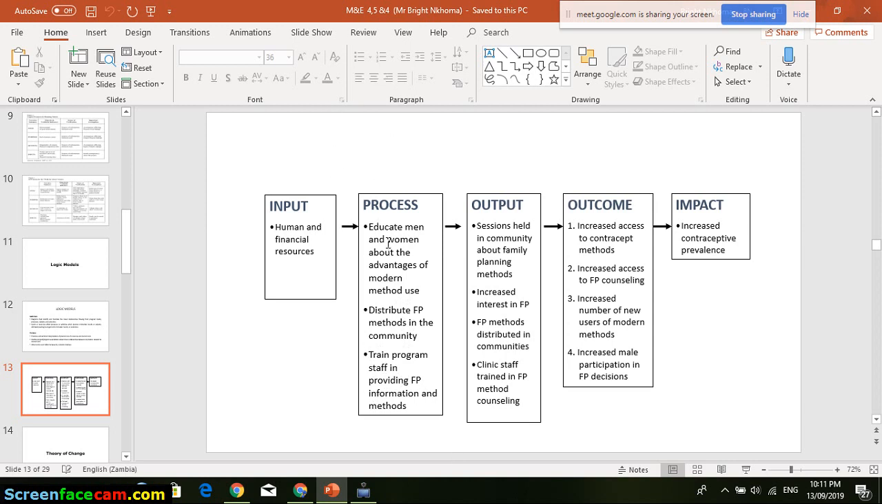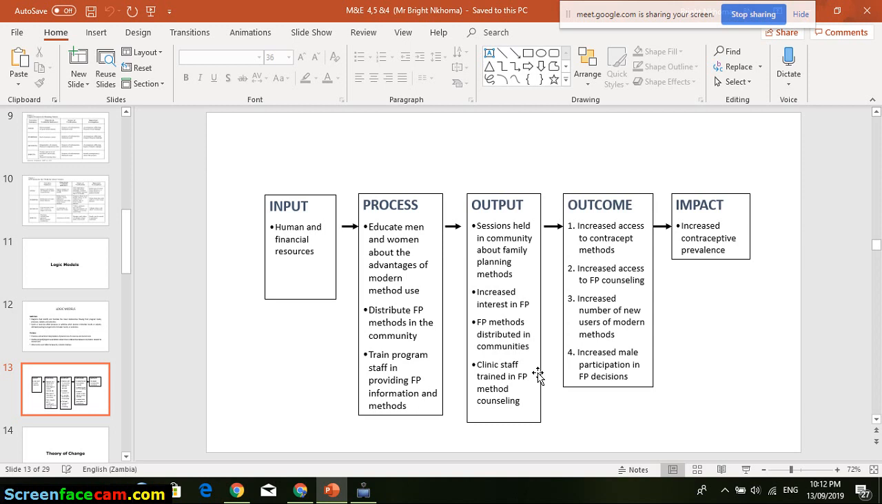Then once we have these activities, once we've trained them, once we've distributed the contraceptives, once we've educated men and women, the immediate results will be that sessions held in community about family planning methods. That's an output. It's something that you are going to see immediately, that sessions were held. Then there will be increased interest in family planning. Then another thing will be that family planning methods distributed in communities, that's something that you can see right away, immediately. Clinic staff trained in family planning method and counseling.